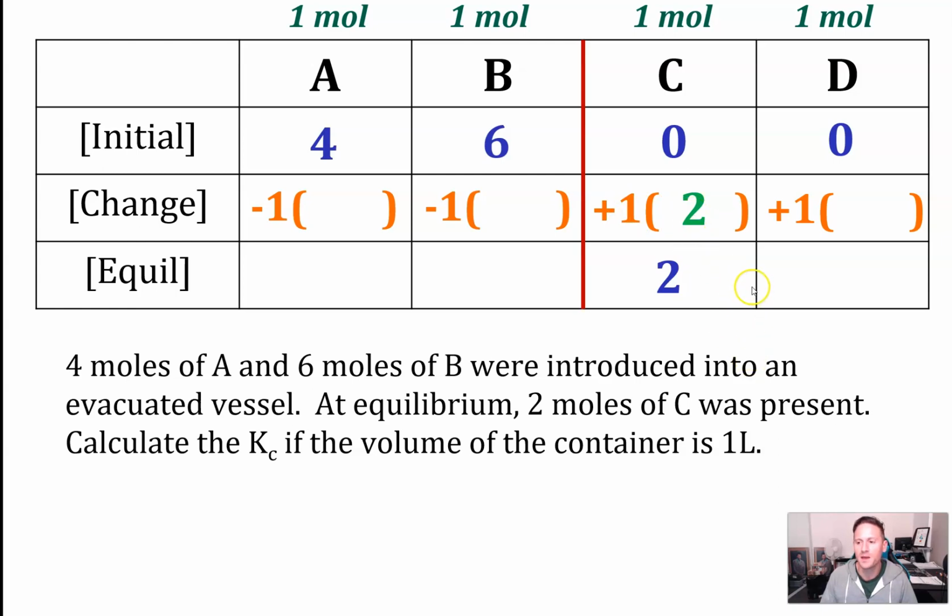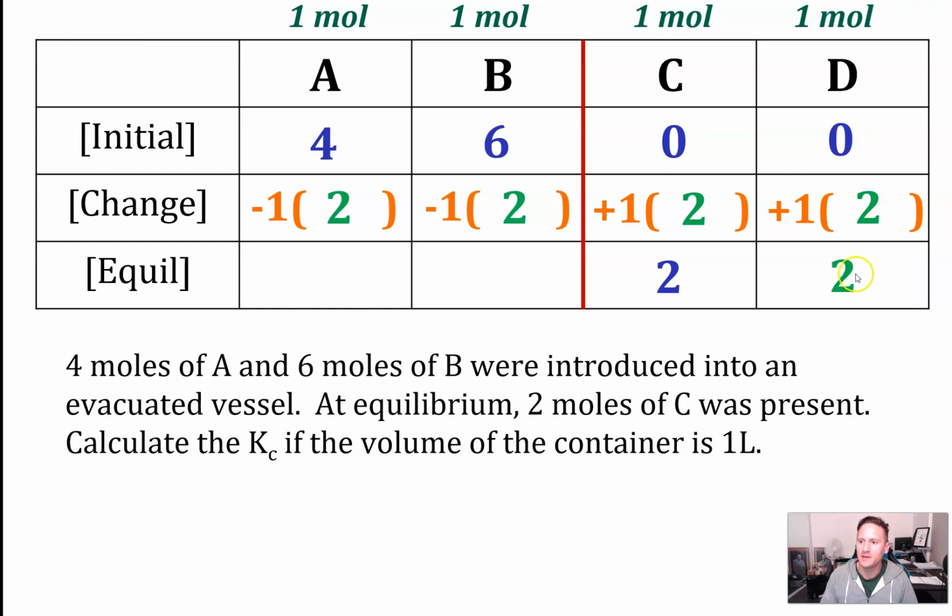So 2. The next part I'd start to fill in is the rest of these orange brackets. Because the ratio is 1 to 1 to 1 to 1, and this number's 2, all of the rest of the numbers are going to be 2 as well. 2, 2, 2. Because we're increasing and decreasing by the same ratio, just like the graphs that we looked at in video 1.